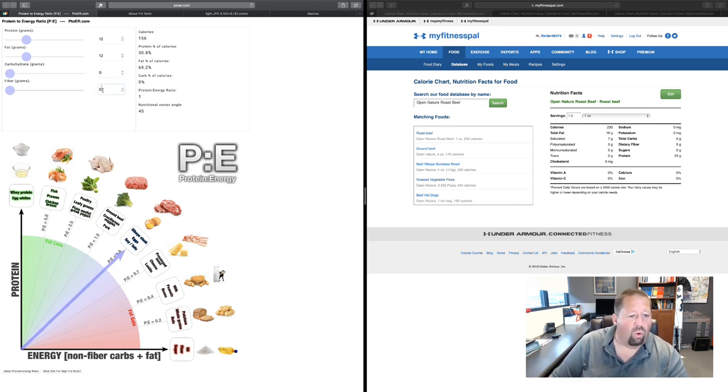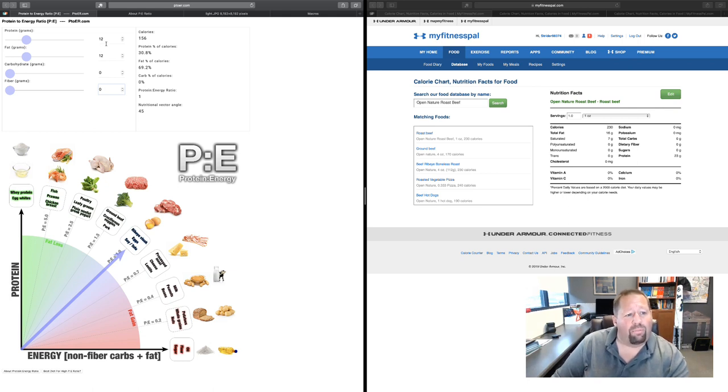All right, so we're at a 1-to-1. So basically, we're treating fat and carbohydrate minus fiber the same as protein. And so this is what we would call a maintenance level right here. So you're 1-to-1 protein to energy.